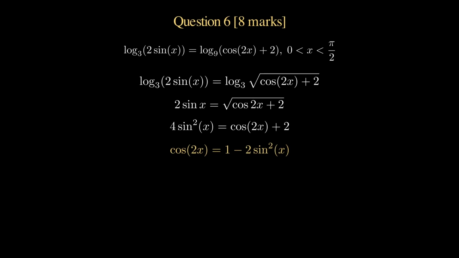Using the identity cos 2x equals 1 minus 2 sin squared x, and simplifying gives 6 sin squared x equals 3, so sin x equals 1 over root 2. Within the given interval, x equals pi over 4.